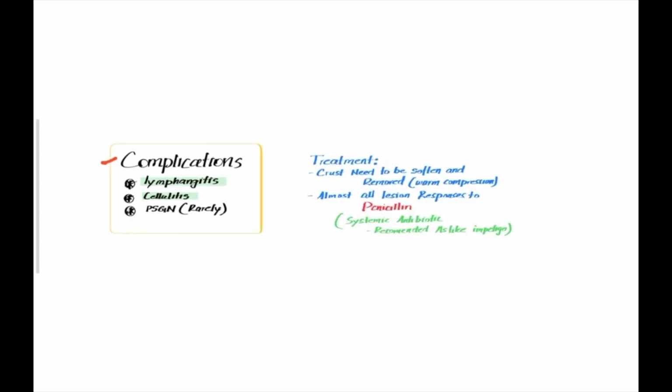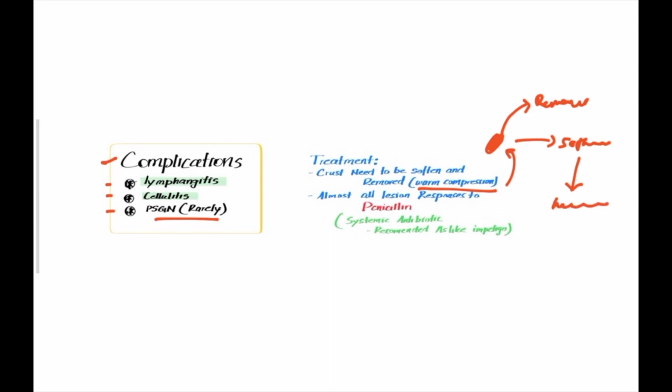So complications, yes, it can cause complications just like impetigo: lymphangitis, cellulitis, and post-streptococcal glomerulonephritis also can be caused, but PSGN is rare. Treatment option: the problem here is the crust on the top of the lesion will not allow the skin to close, so we have to remove this crust. So how to remove this crust? We can use warm compression over this crust, which will lead to softening of this crust. Once this crust is softened, we can remove it easily, which will lead to healing of the ulcer.